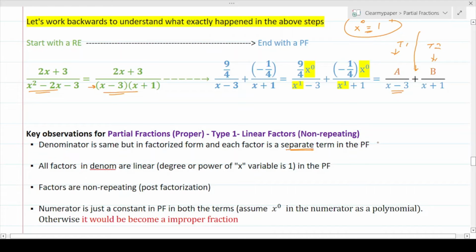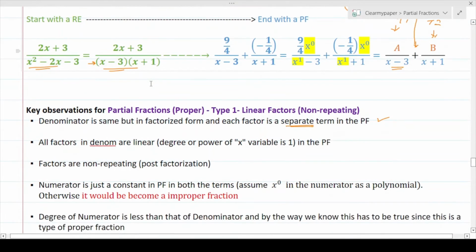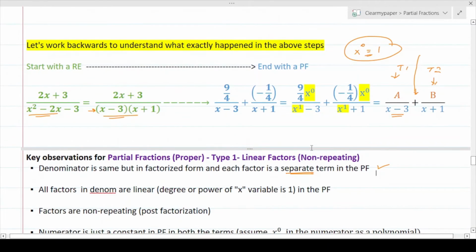That's the first observation, and that's after factorization, remember that. The second observation is all the factors in the denominator are linear. What does it mean? The degree of the unknown variable x is 1 in the partial fraction. The given expression was quadratic, where we had degree 2, but when we factorized it, because factorization was possible, it's now a simple combination of two linear factors. The degree is 1 here and the degree is 1 here.